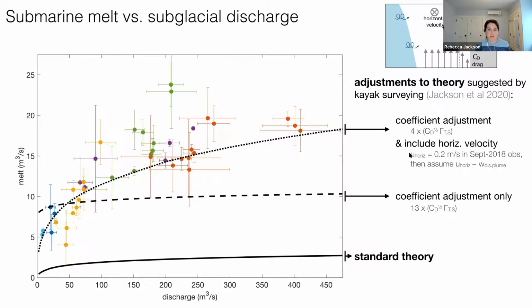And so, this is sort of interesting that this totally separate analysis from the kayak surveying that was done before, this analysis of the total freshwater fluxes, does provide at least one plausible scenario where you might end up with a scaling that can capture the basic trends we see in the observations and with the right magnitude of melting.